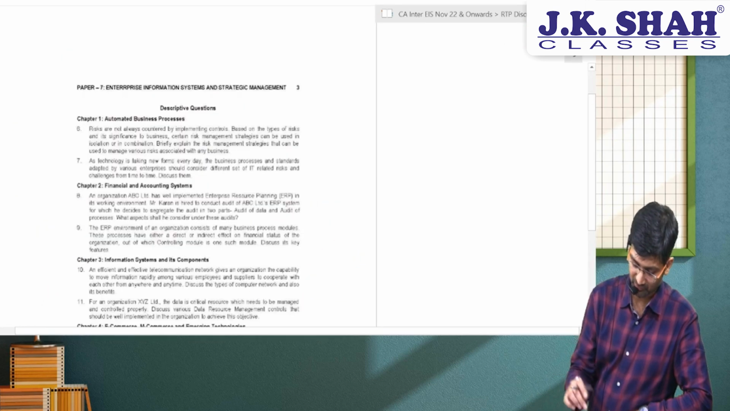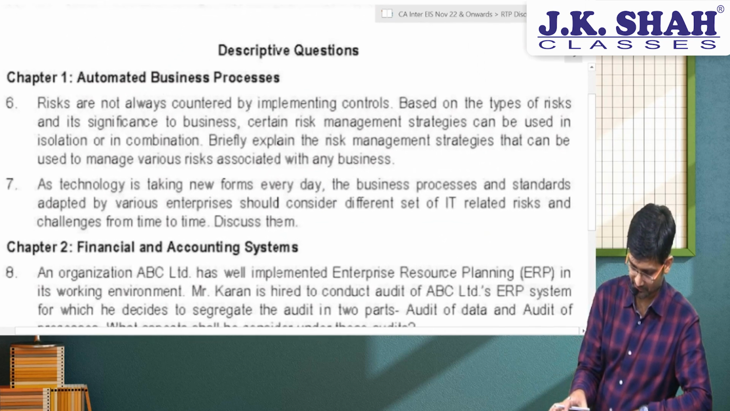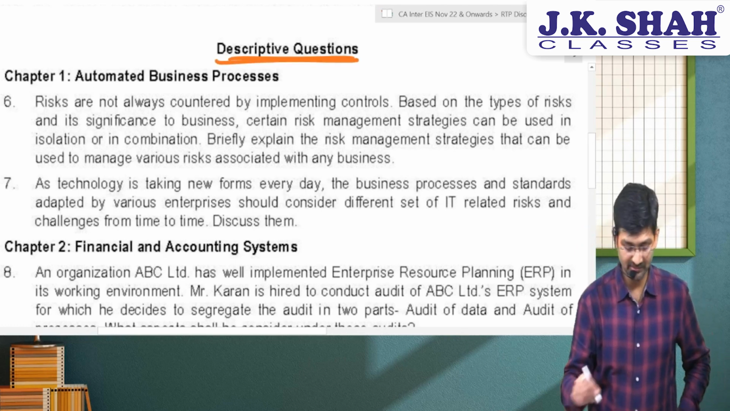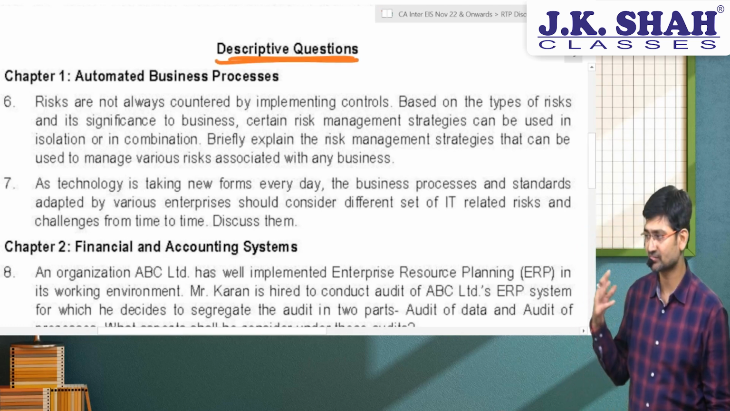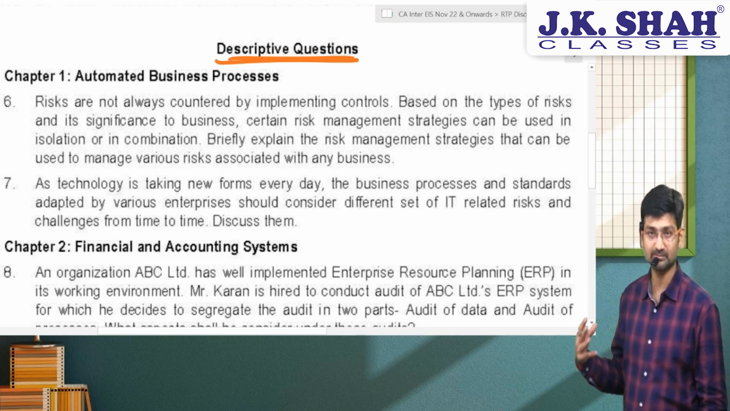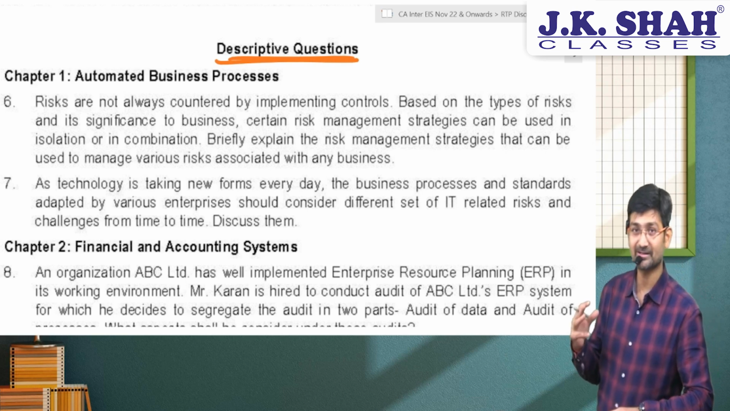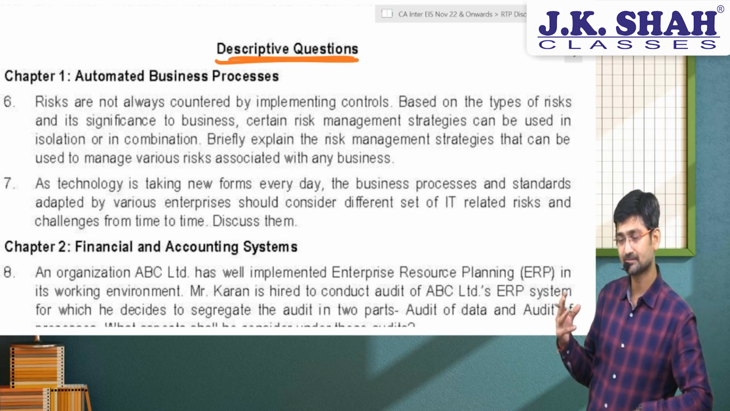Okay, then moving on to the descriptive questions. Now, in the descriptive questions in the RTP, you have got questions from each chapter. You've got about 2 questions from each chapter. That's how the RTP is given to us. Each of the questions we'll try and read, analyze, and decipher.